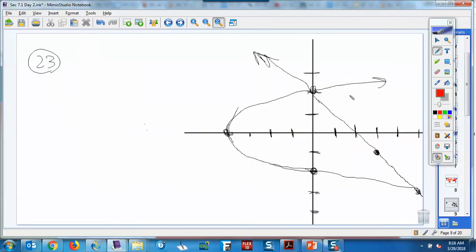Okay, let's go to 23. 23 said, the region bounded by x equals y squared minus 4. Now, if you want to, on your calculator, when you go to graph, you can go into relation mode.